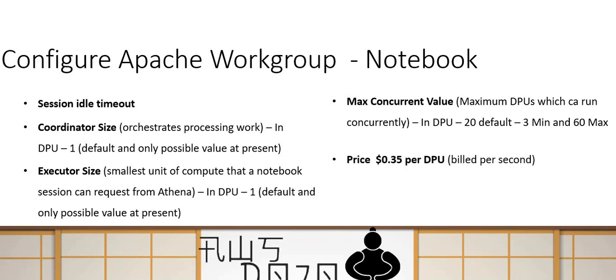And that is very important, because when you select your DPU, you're telling Athena how much DPU it can use, and depending on how much DPU it can use, you are billed. You are billed 35 cents per DPU hour. I should have mentioned hour over here, per DPU hour, and it is billed per second.